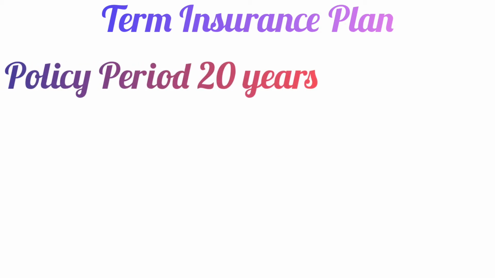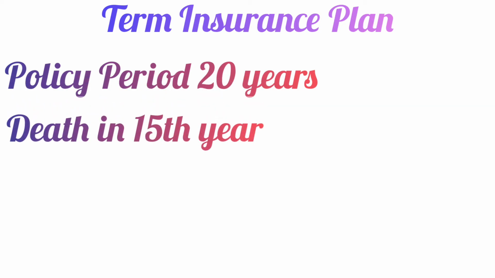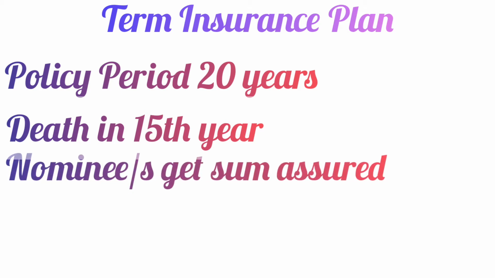Let's say if a person takes a term plan for 20 years. Now, how does this policy work? Let's say the person insured dies in the 15th year after taking the policy, his nominees will get the policy amount, that is the sum assured, also called as the policy value or the death benefit. But let us say the person insured survives the entire policy period, that is for 20 years. Then at the end of the 20 years, he will not get anything in return.